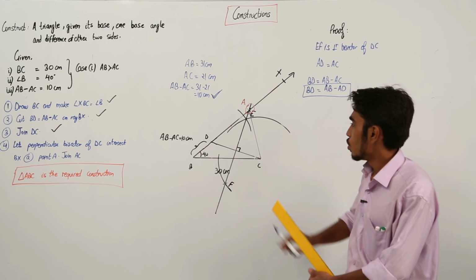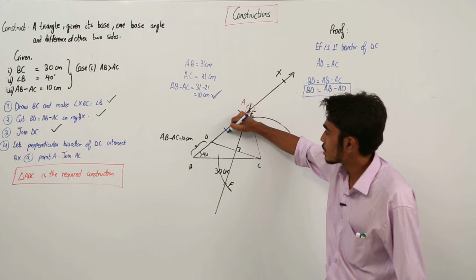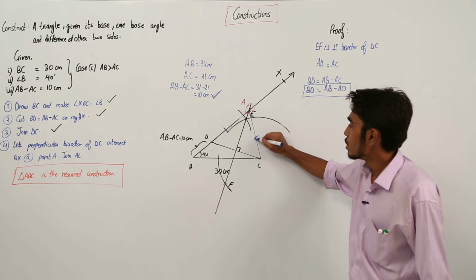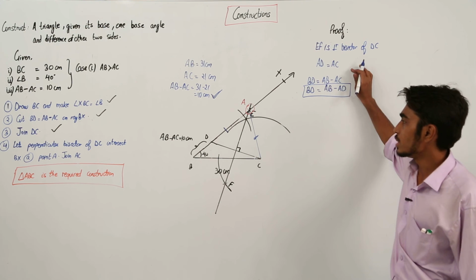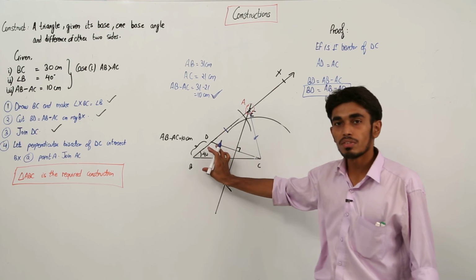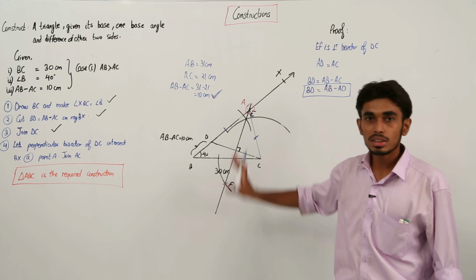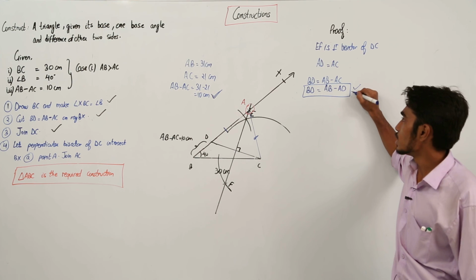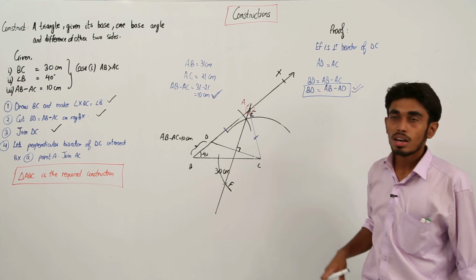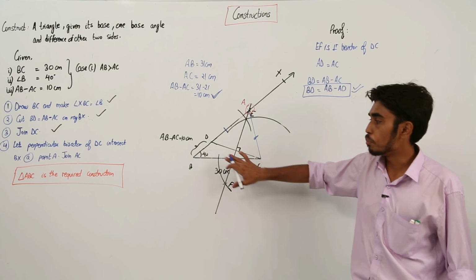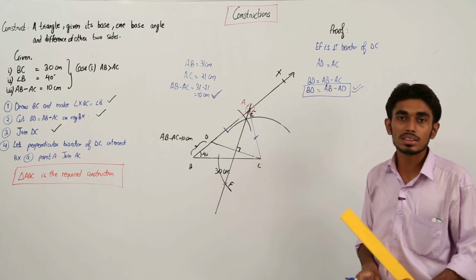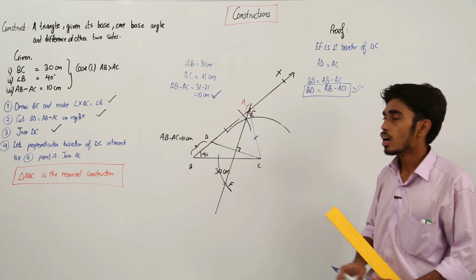A point lies on the perpendicular bisector, so AD is equal to AC. So BD is definitely equal to AB minus AC or AB minus AD. So this is proved. And the construction, when a base is given, a base angle is given and the difference of two sides is given, is done by us.